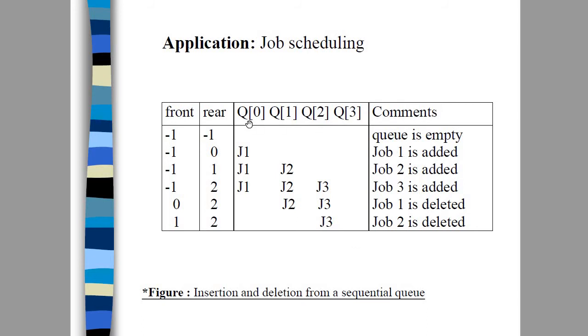The queue is represented here like queue of 0 1 2 3. Initially job 1 is added, then after that job 2 is added. Initially front and rear will be -1.